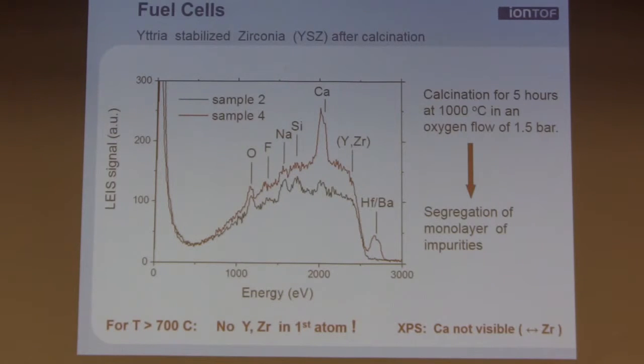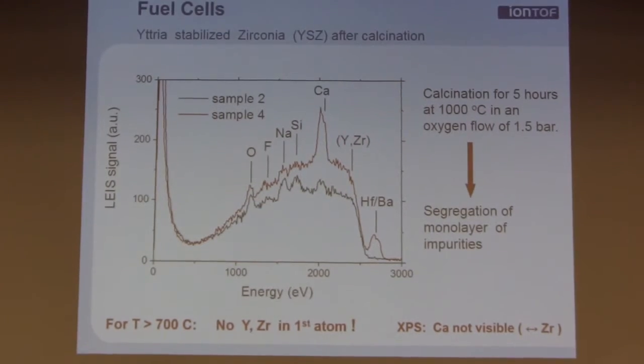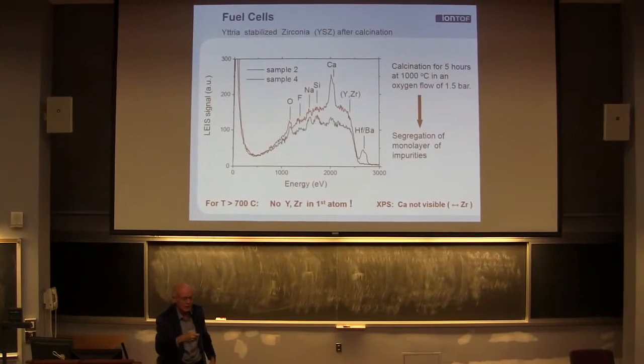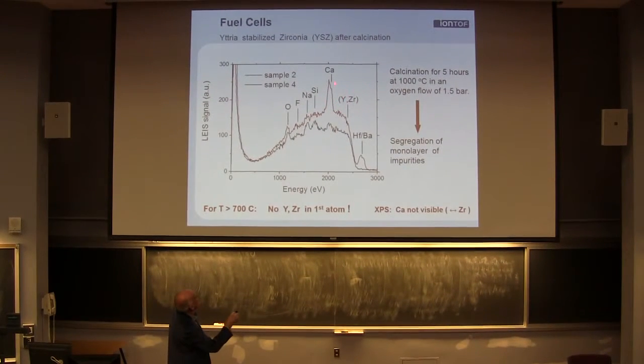Typical thing, same happens with perovskites, yttrium-stabilized zirconia. You generally would hope that, if you have YSZ, you get yttria or zirconia in the outermost layer. There's none. You see no peak there. That means there is not a single atom in the top layer. What is there? Well, anything you want.